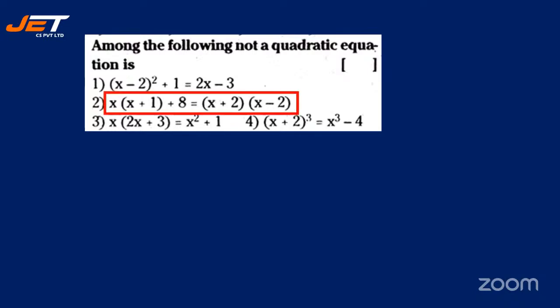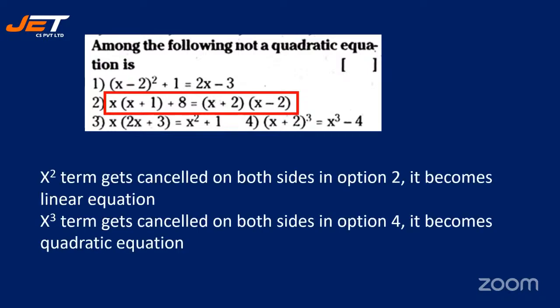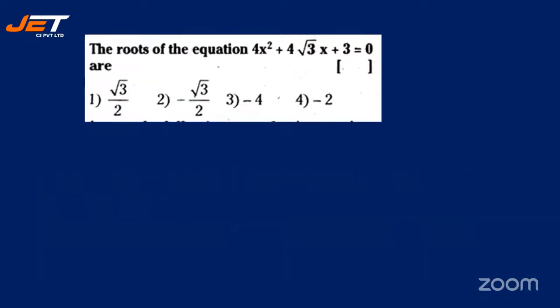It is x into x plus 1 plus 8 is equal to x plus 2 into x minus 2, because here the x squared terms get cancelled on both sides in option 2, and x cubed terms get cancelled on both sides in option 4. It becomes a quadratic equation, ax squared plus bx plus c is equal to 0. Right. Now see the next question.